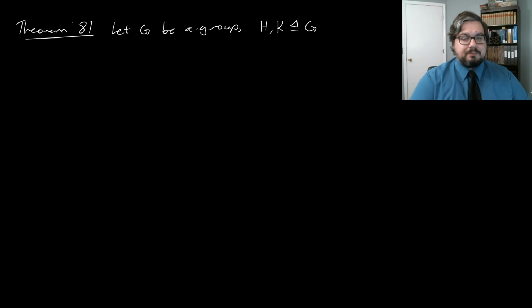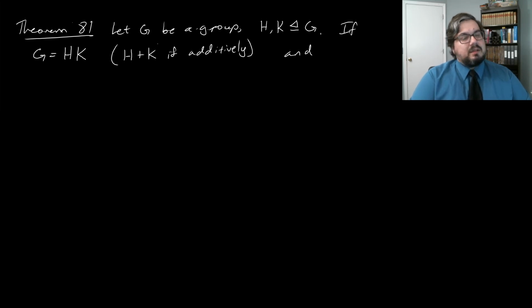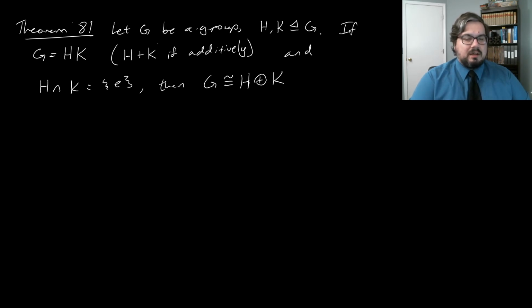So let's look at theorem 81. Let G be a group, H and K normal subgroups of G. That's very important that they be normal subgroups for this theorem. If two things occur: if G is equal to HK, now that's written multiplicatively, H plus K if written additively, and H intersect K is the identity, then G is isomorphic to the direct product of H and K.